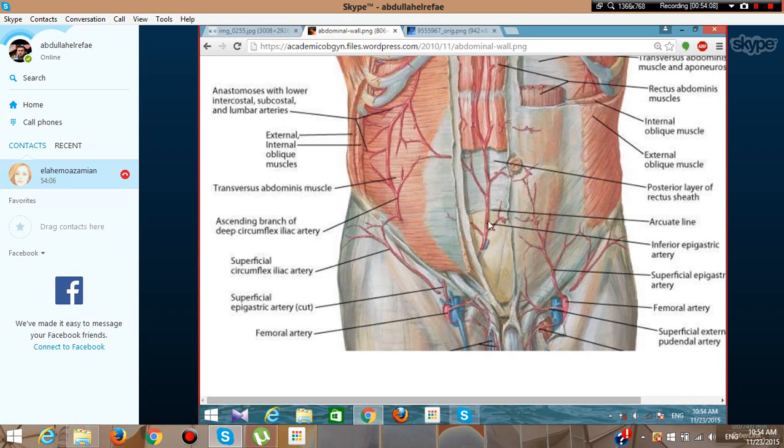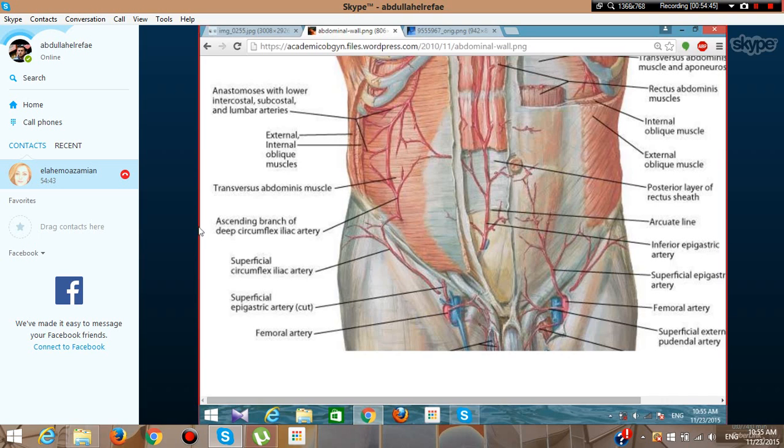These two make anastomosis anteriorly. What do we have here? We should have branches of the femoral artery, right? Do you remember the superficial epigastric vein? Superficially, so these two are deeper in the rectus sheath. Superficially under the skin, we have the superficial epigastric artery. And this is called the superficial circumflex iliac. These two are branches of the femoral artery.